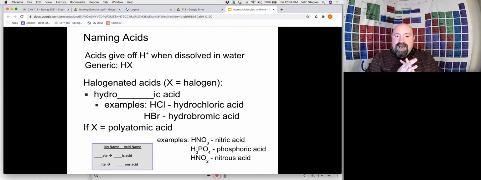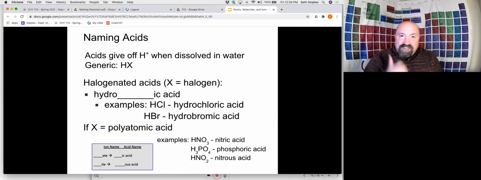If it's a polyatomic ion that ends in -ite, then we change it to -ous acid. And so NO2 was our nitrite ion. And so HNO2 becomes nitrous acid, and so forth. And so that's how we name acids.